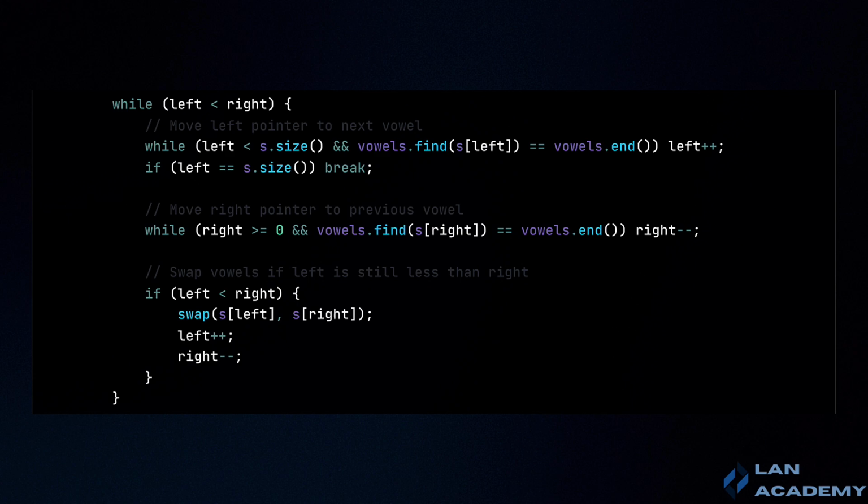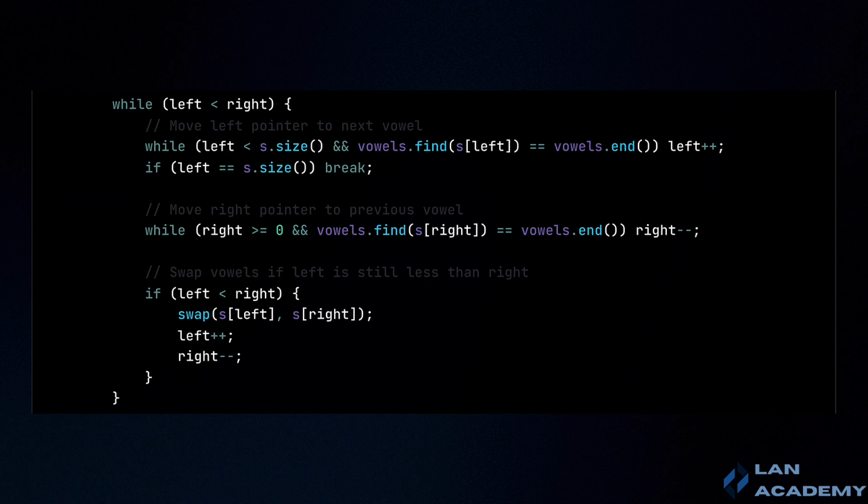Then I move right to the left on s until I find a vowel or I reach the beginning of the string. In my last if condition, I check if left is still smaller than right, in which case I found two vowels which need to be reversed. I use the swap function from the STL library to reverse the two vowels.